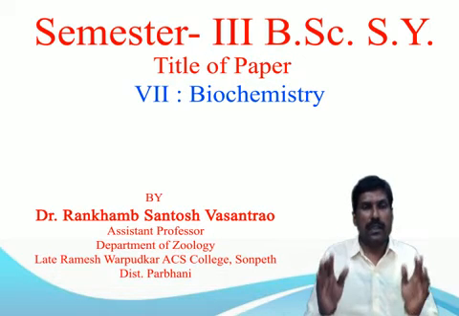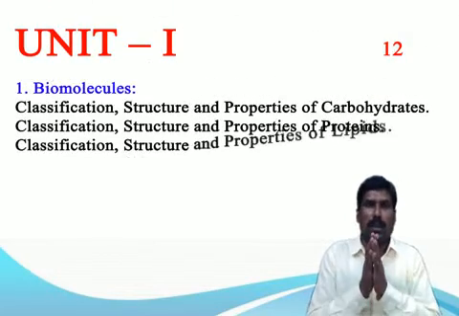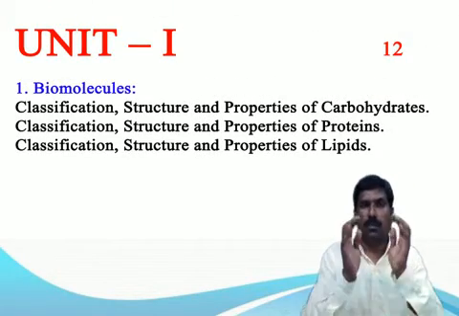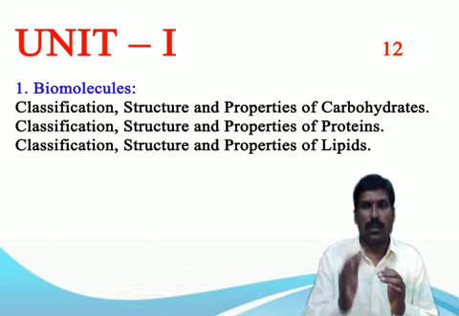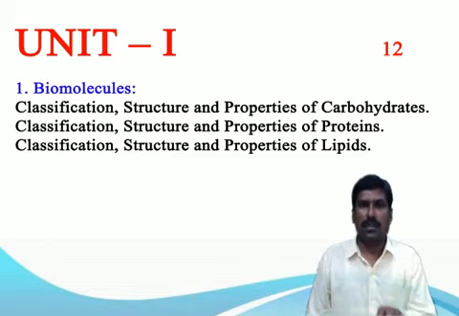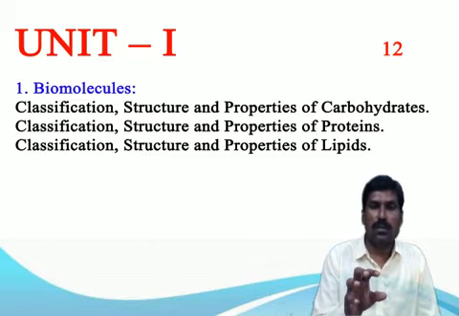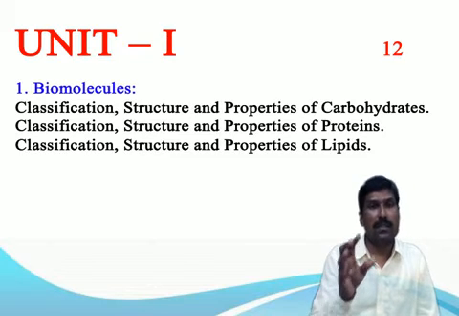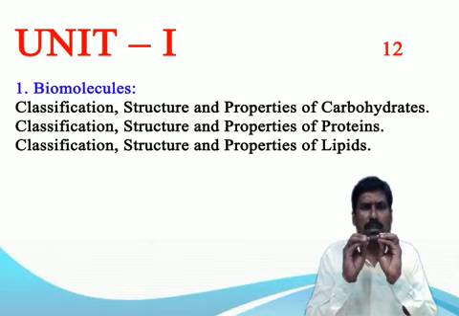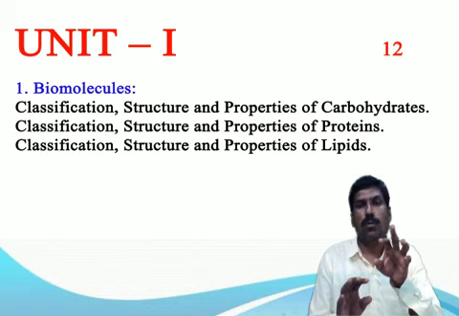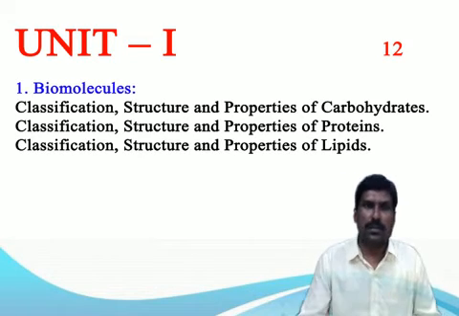This syllabus is divided into 4 units. Unit first is for 12 marks. Among them, the first point is biomolecules. A biomolecule, also called a biological molecule, is any of numerous substances that are produced by cells and living organisms. Biomolecules have a wide range of sizes and structures and perform a vast array of functions. The four major types of biomolecules are carbohydrates, lipids, nucleic acids, and proteins.